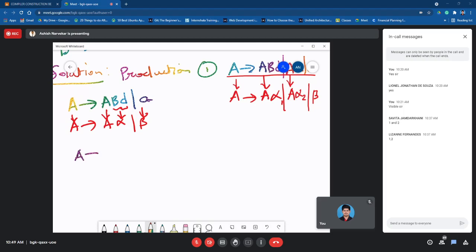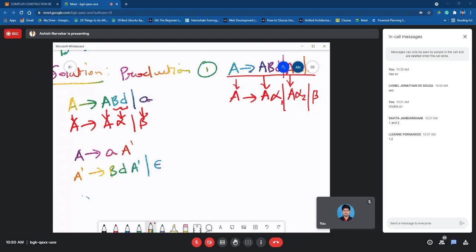So A derives beta A dash. Beta is small a, so A dash. Now we have to write this A dash as alpha. So alpha is capital B, small d, A dash or epsilon. Okay. So with this, what we have done is we have rewritten this particular rule. After that, what we can do is we can consider the next part. We know that there were two.